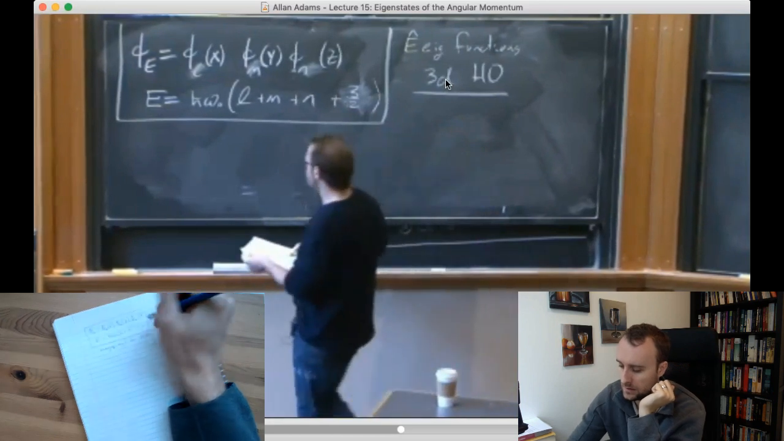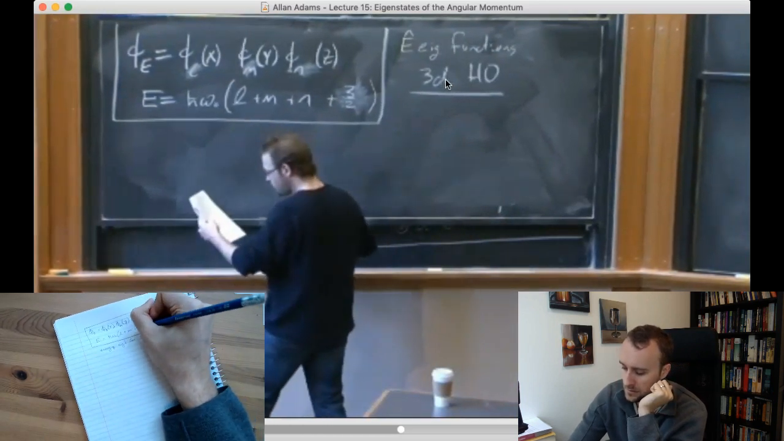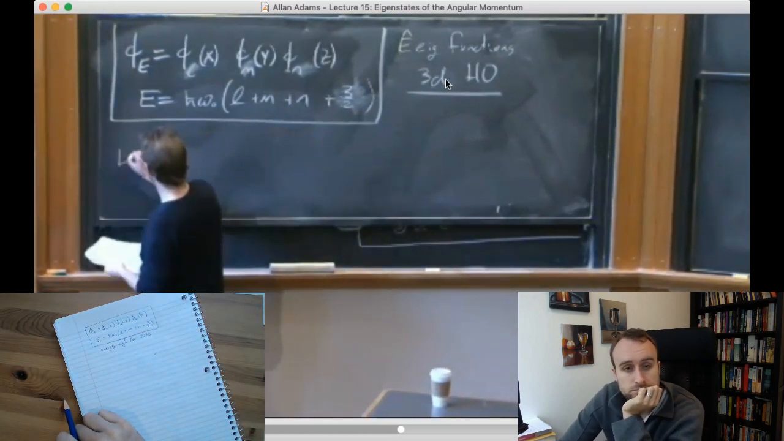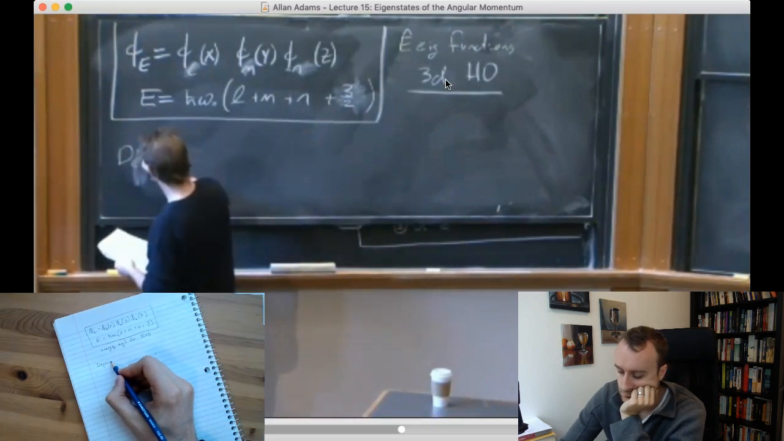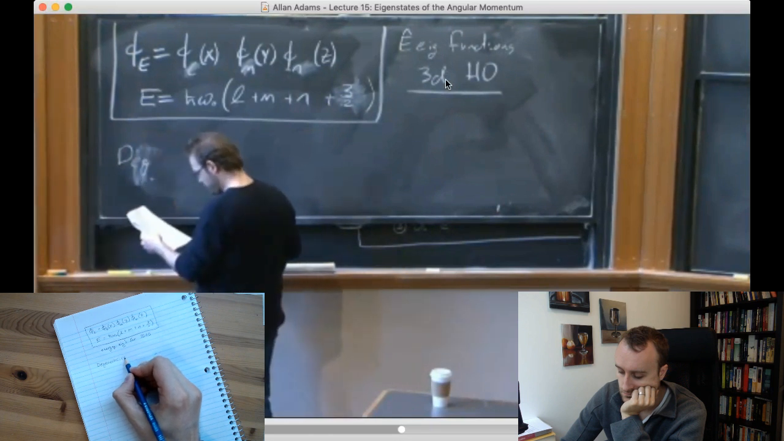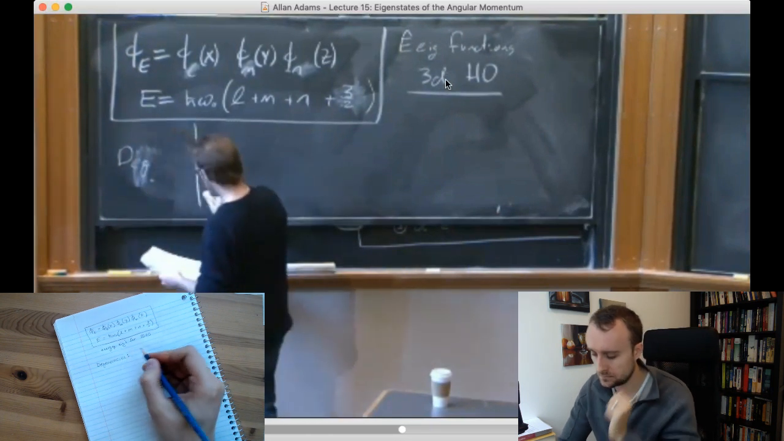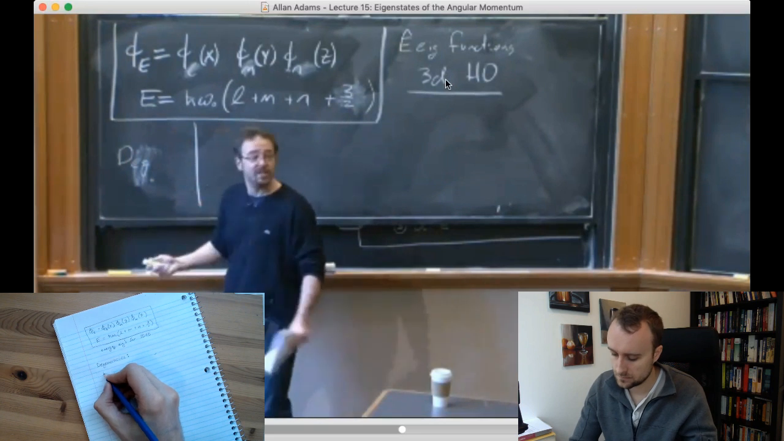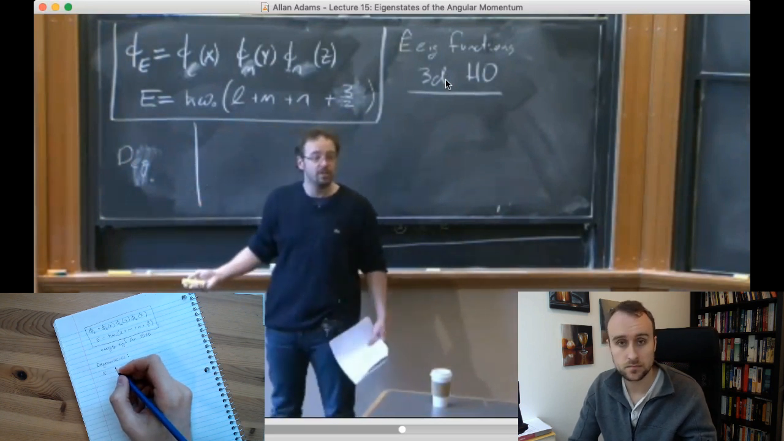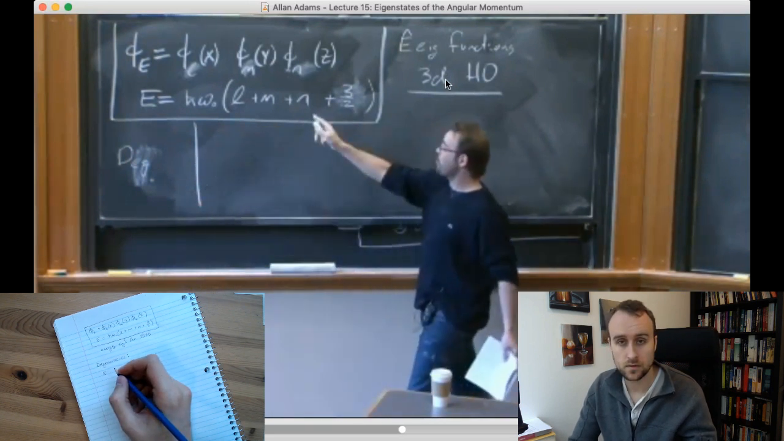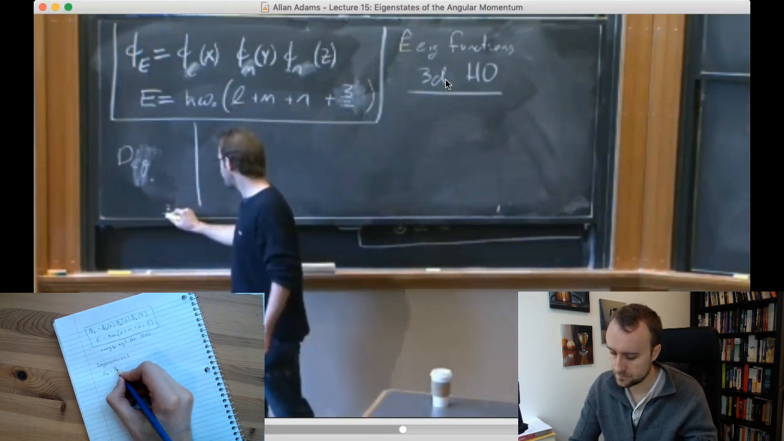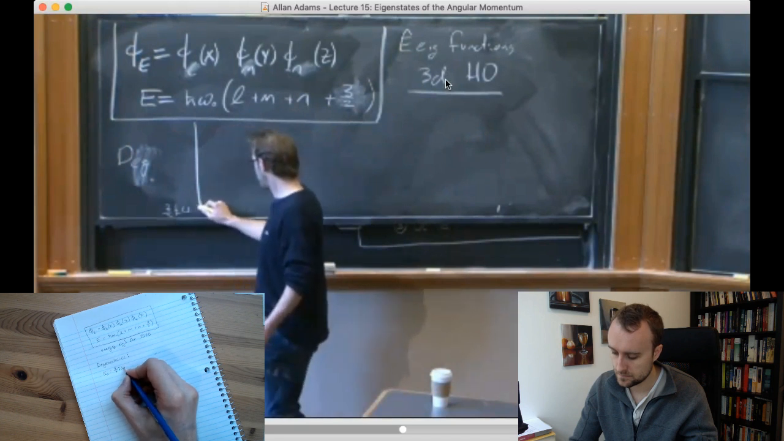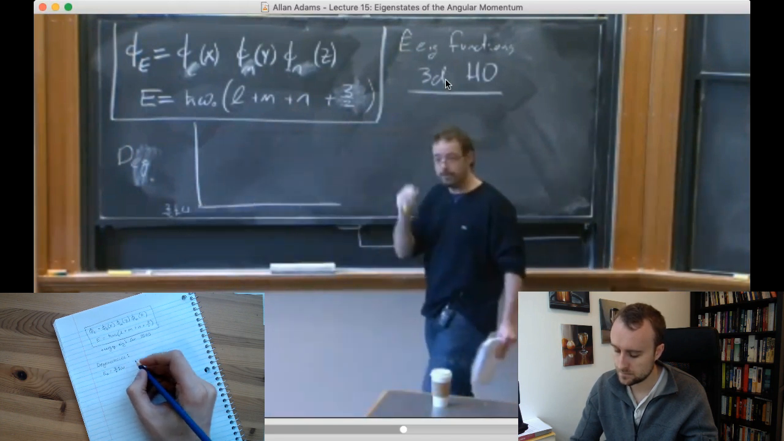So let's look at this in a little more detail. Let's write a list of the degeneracies as a function of the energy. So at the lowest energy, what's the ground state energy for the 3D harmonic oscillator? 3/2 h bar omega. It's 3 times the ground state energy for the single 1D harmonic oscillator. So 3/2 h bar omega.